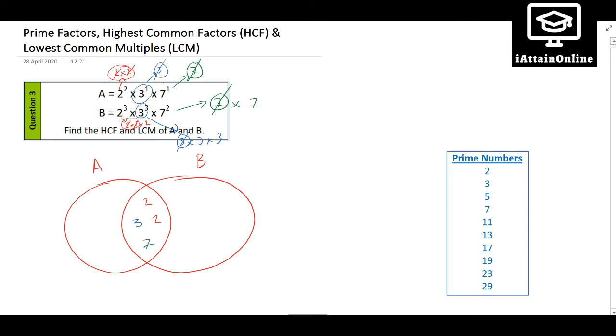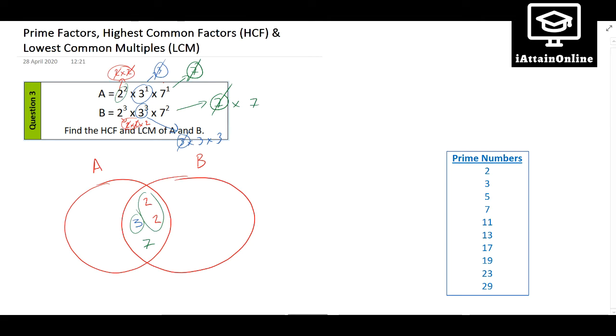Then we've got what's left over in each of the sets, each of the circles. So for A, I haven't got anything left over because I've crossed everything out at the top here. And you can always double check, do the numbers in the middle, i.e. all of the numbers in that set, multiply together. We've got that 2 squared there, we've got 3 there, and we've got 7 there. So that all works.